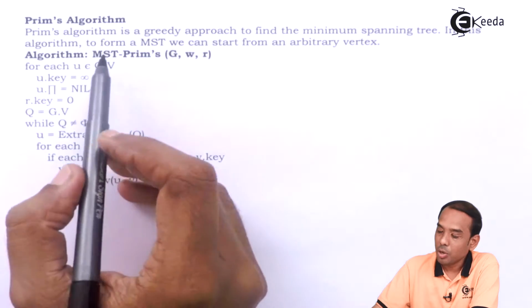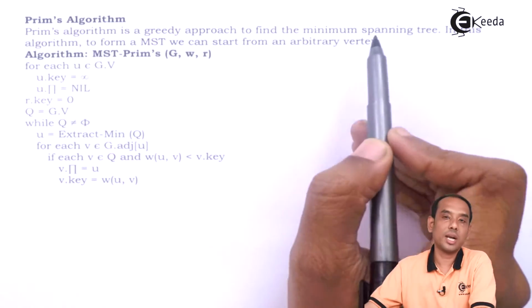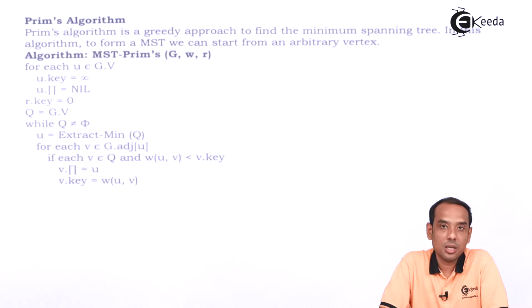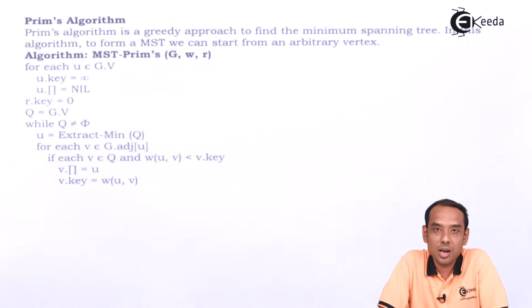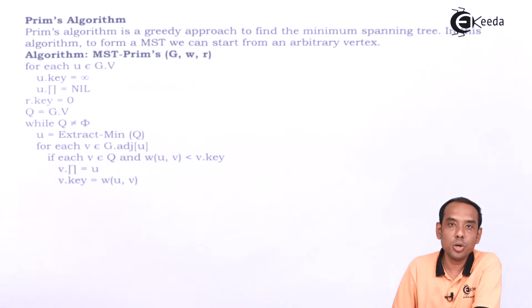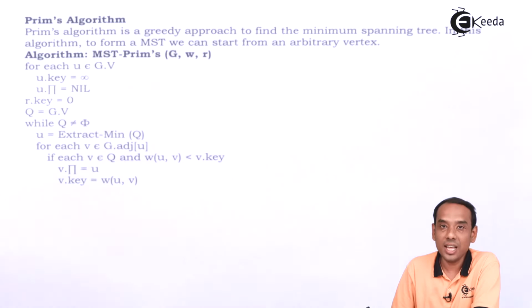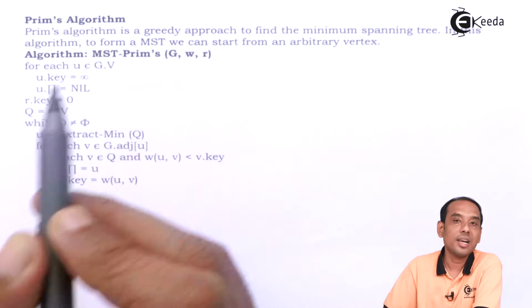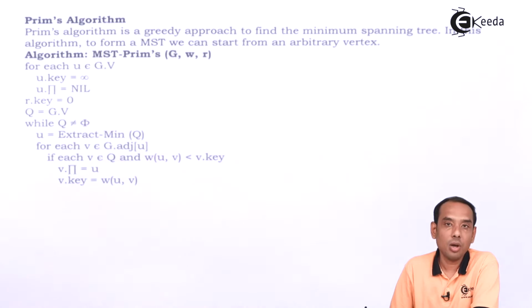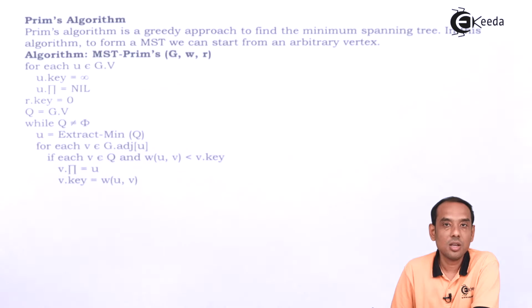In this algorithm, to form a minimum spanning tree, we can start from any arbitrary vertex. This arbitrary vertex we are going to represent using R. So our algorithm is going to consist of a graph which consists of vertices and edges. Then W represents the weight connecting the two vertices. Then R is going to be an arbitrary vertex. We also call it the root vertex.